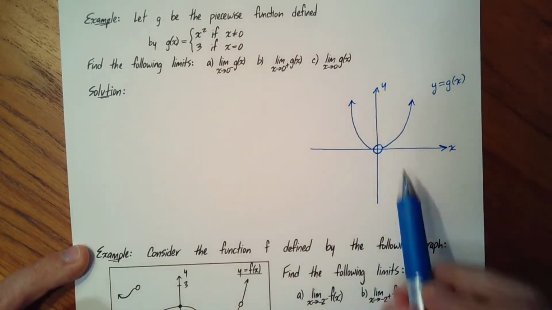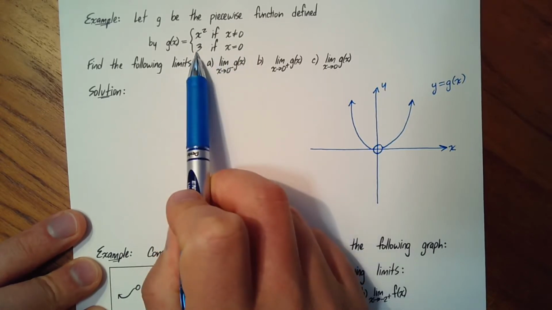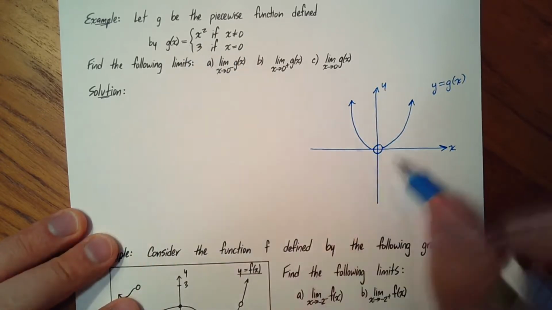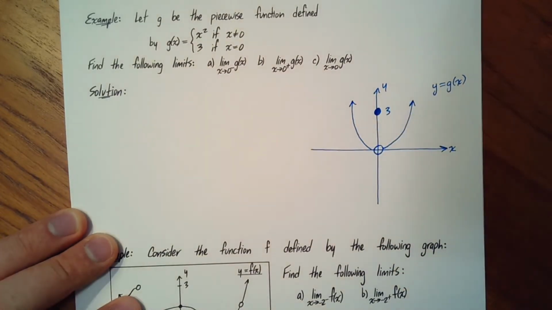And then, well, what happens at the point x equals 0? Well, that's where this special rule kicks in, right? G of 0 is equal to 3. So right at the point 3 on the y-axis, there's going to be a point on the graph. So that's the graph of your function.